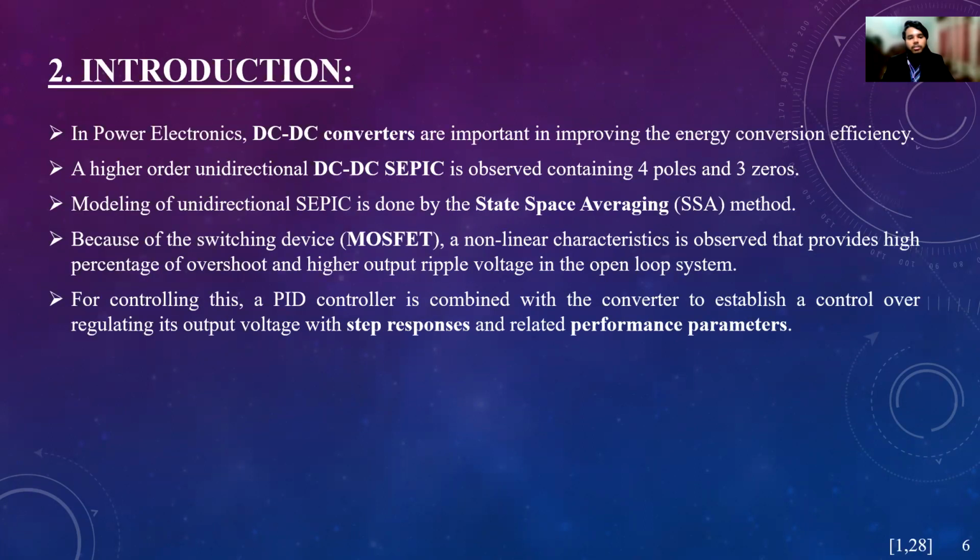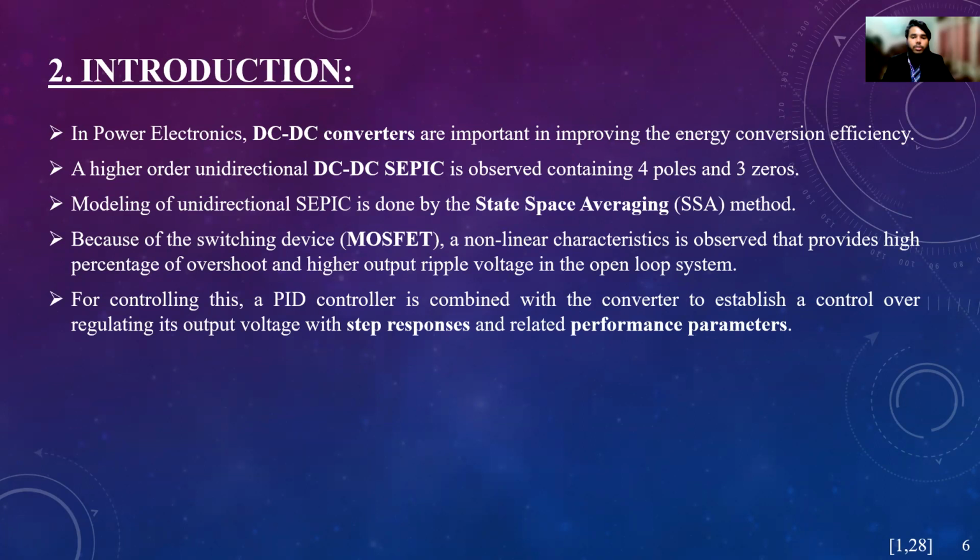In power electronics, DC to DC converters are essential in improving the energy conversion efficiency. A higher order DC to DC SEPIC is observed containing 4 poles and 3 zeros. Modeling of SEPIC is done by the state space average method. In the state space averaging method, the switch circuit is divided into 2 or 3 different structures. The derivatives of inductor currents and capacitor voltages are defined based on circuit theory for every substructure. These currents and voltages are averaged over the switching period.